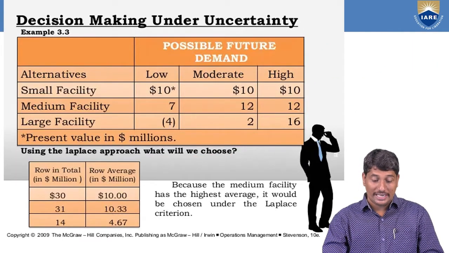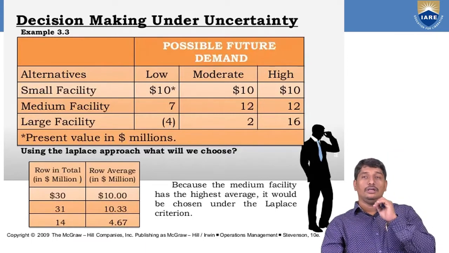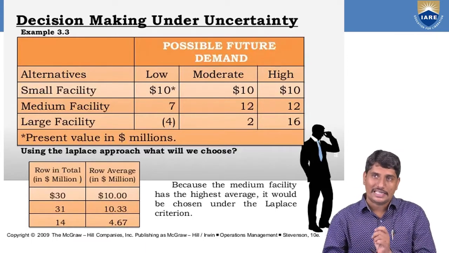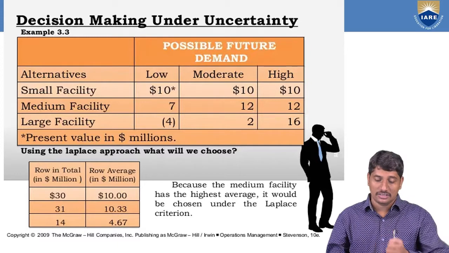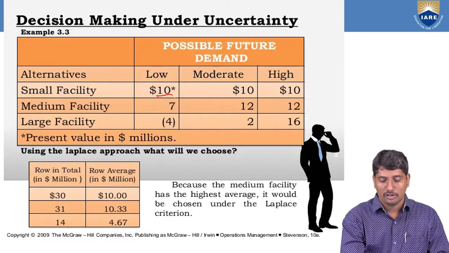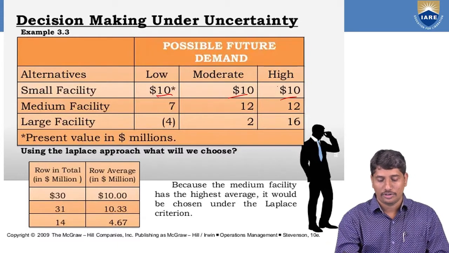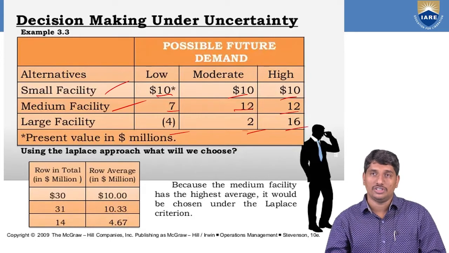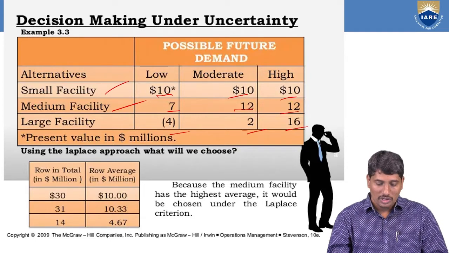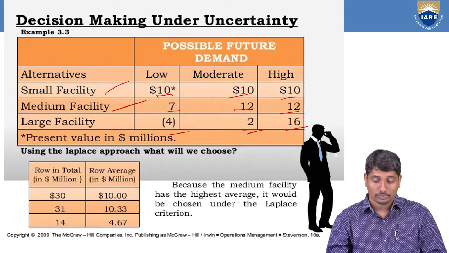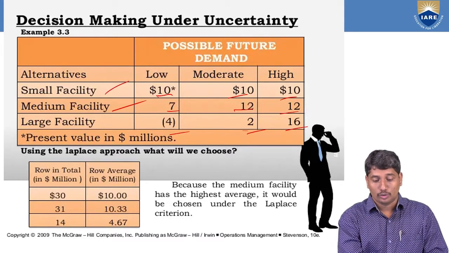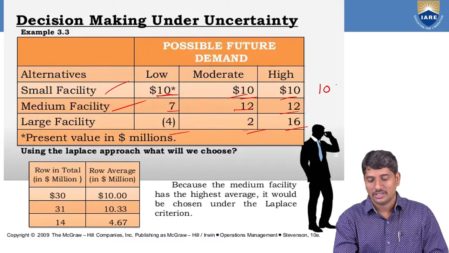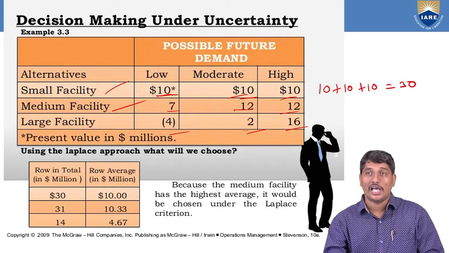And the third approach, Laplace approach, is a very wise and more mathematical, scientific approach. Let us see into this. Again, we have $10 and $10 at low, moderate, high demands with a small machine, and 7 to 12 with medium, and -4 to 16 with the large machine. Okay. Now, under Laplace criteria, first we total the rows, that is 10 plus 10 plus 10, that is 30. $30, the sum.